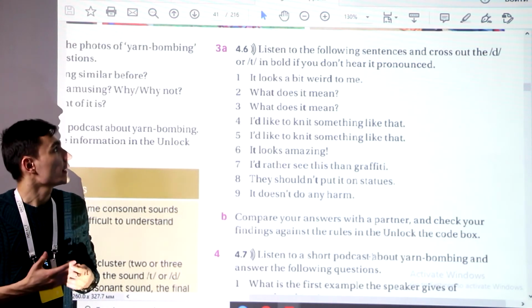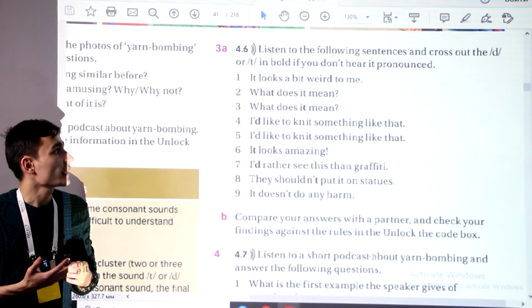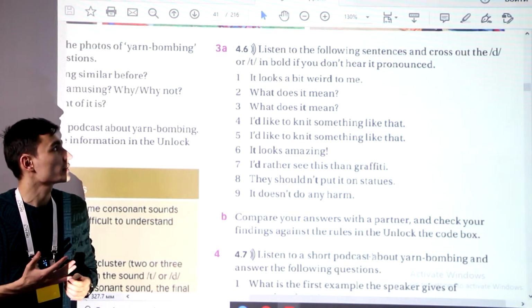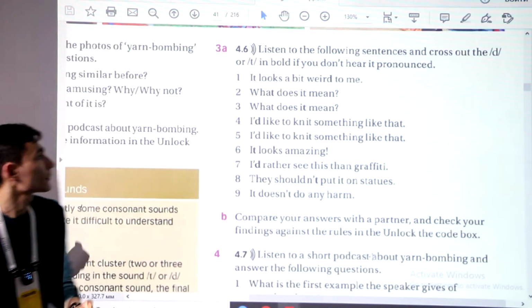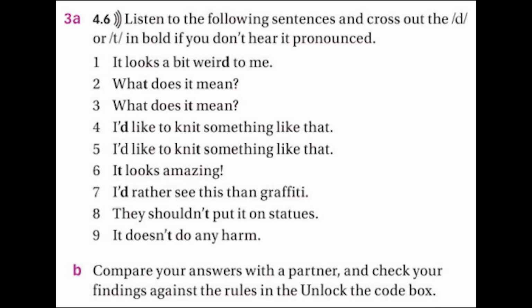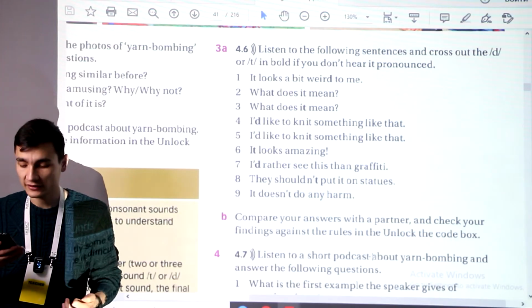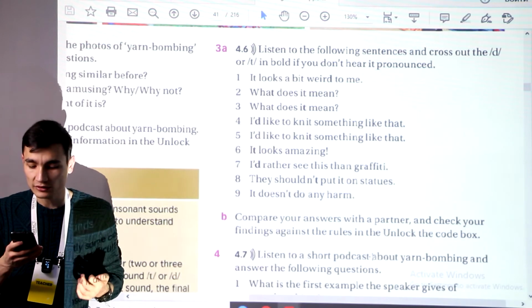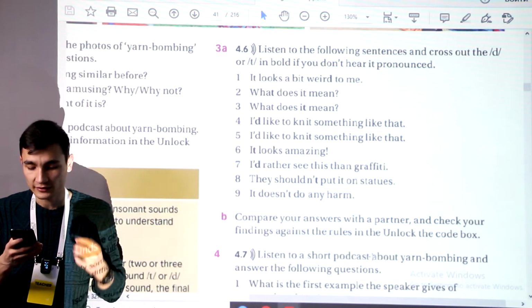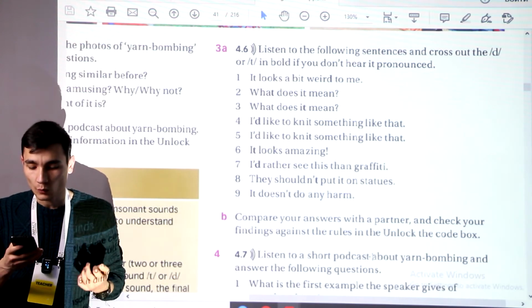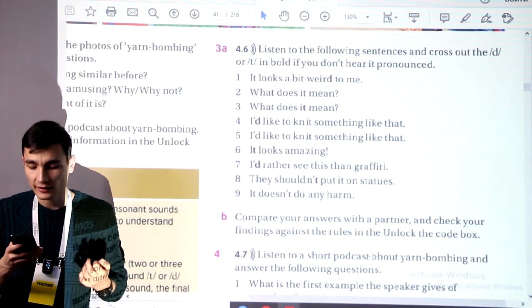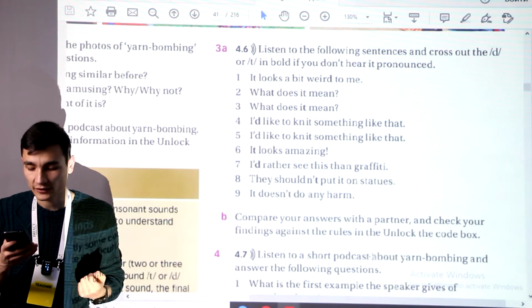Exercise 3a. Listen to the following sentences and cross out the d or t in bold. If you don't hear it, pronounce it. And now, if you have finished, let's check the possible answers first. It looks a bit weird to me, and here the d is out in the word weird. What does it mean? And here the t is out in the word what.